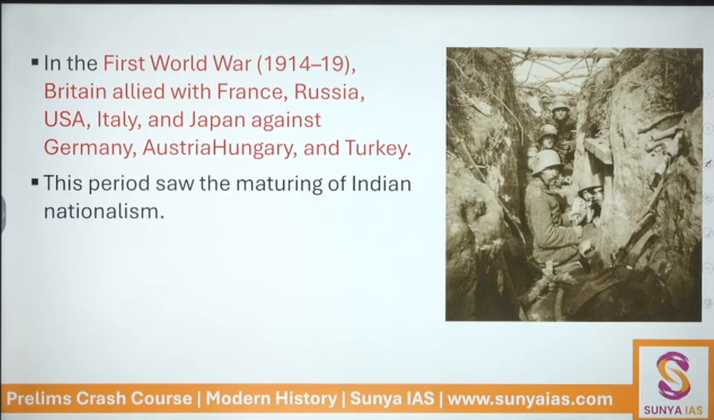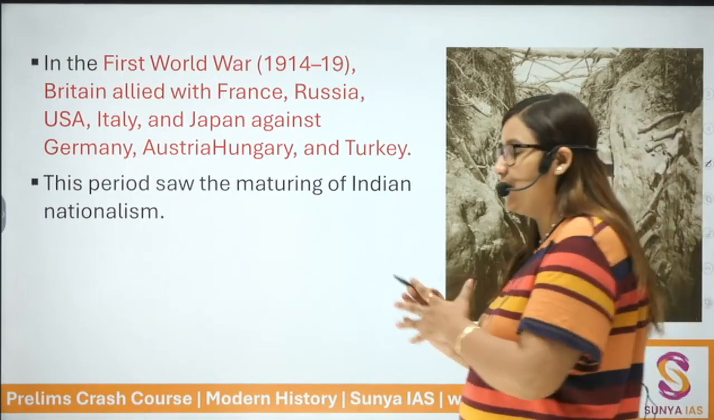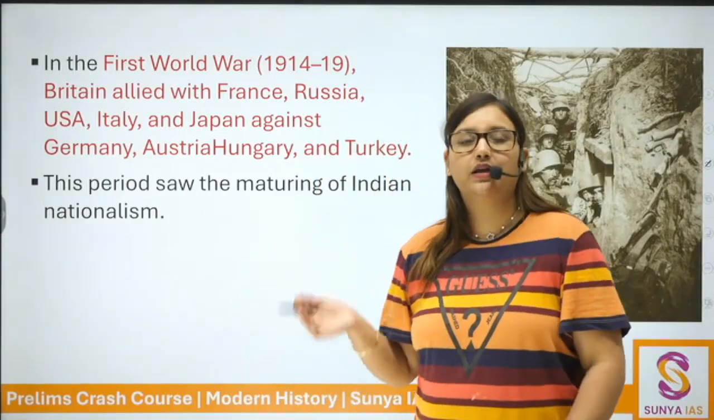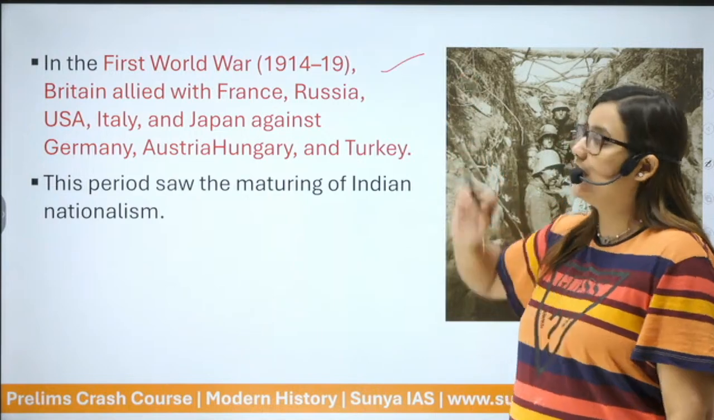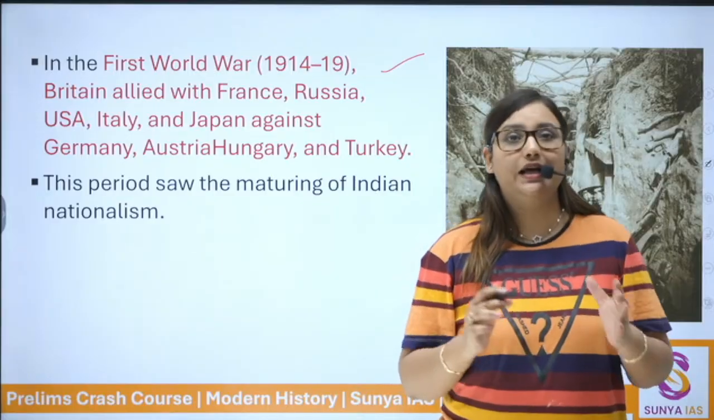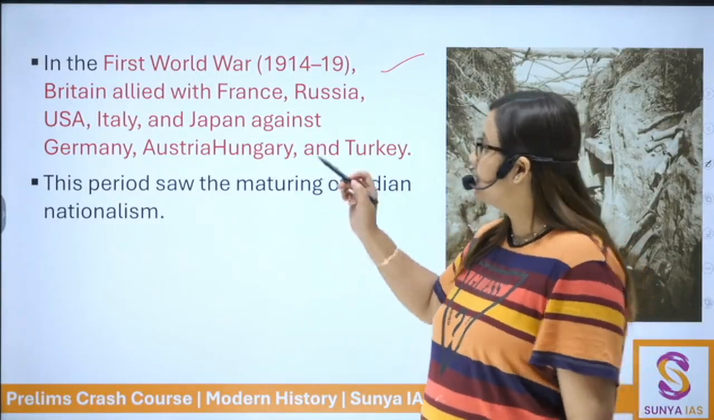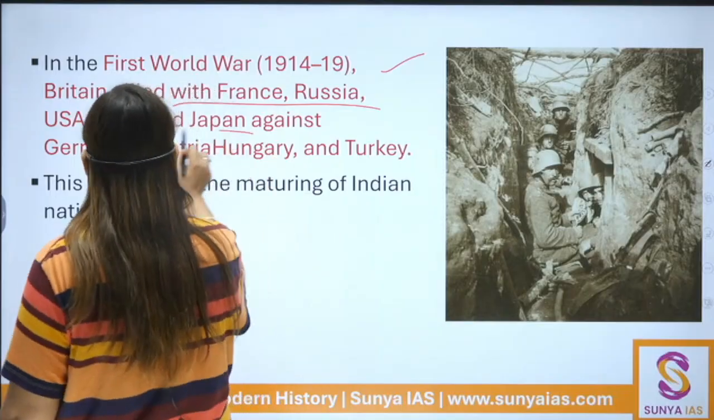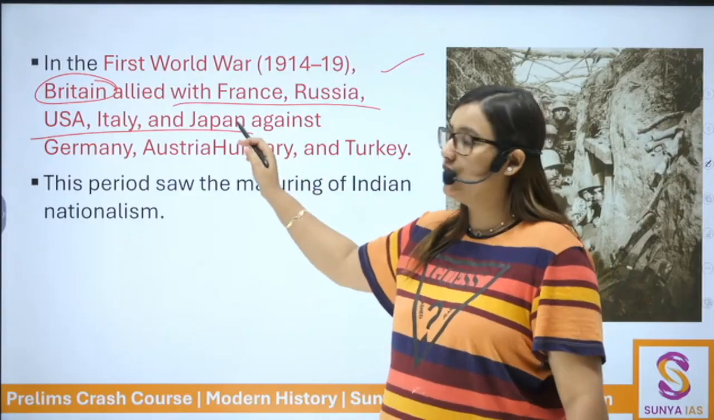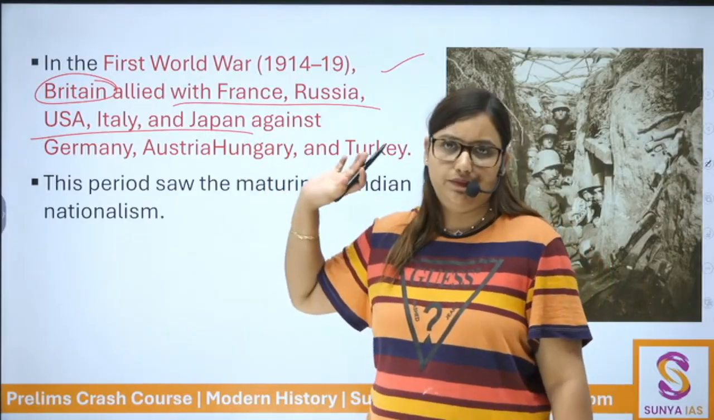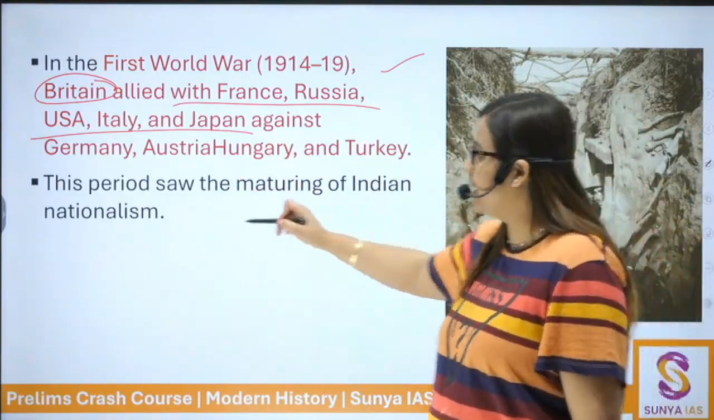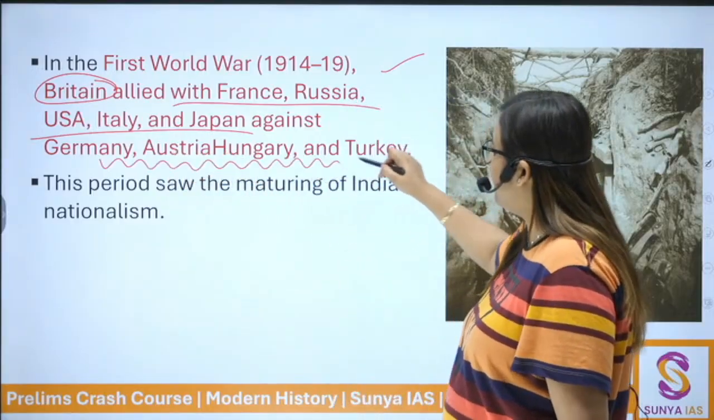Now, as we have understood the revolutionary activities, you can see that all these things happened during the First World War. In the First World War from 1914 to 1918, Britain allied with France, Russia, USA, Italy and Japan. Later, you will see that Japan will also become the enemy of Britain. Later, right? Not right now. In the First World War, they were together and they were fighting against Germany, Austria, Hungary and Turkey.